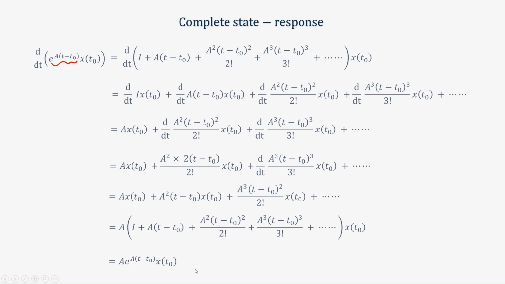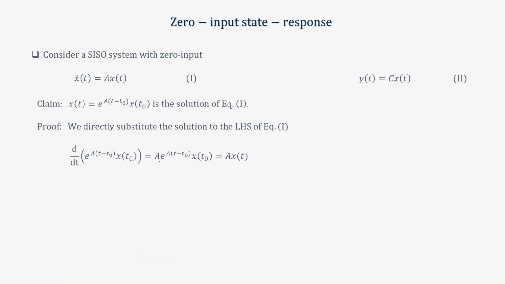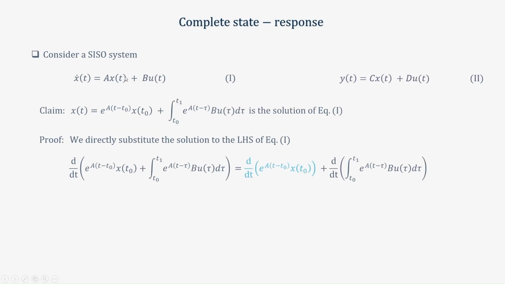So, I can write down e to the power of A (t minus t naught), but you can see that this part is nothing but x of t, because that is how we had defined it. So, you can see the left hand side has become equal to the right hand side. Therefore, this is indeed a solution of x dot equal to A x.